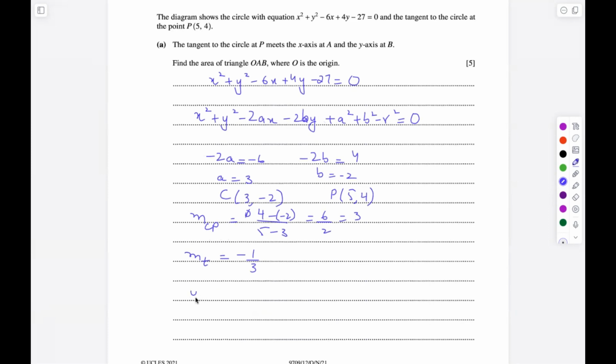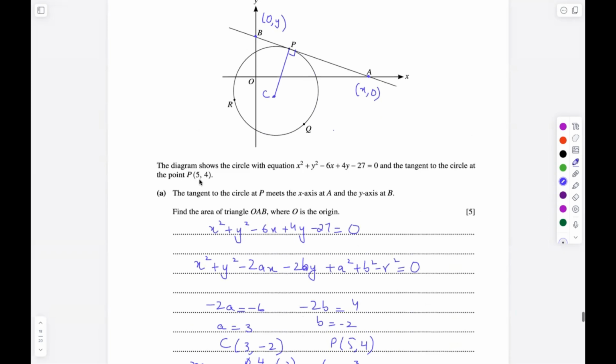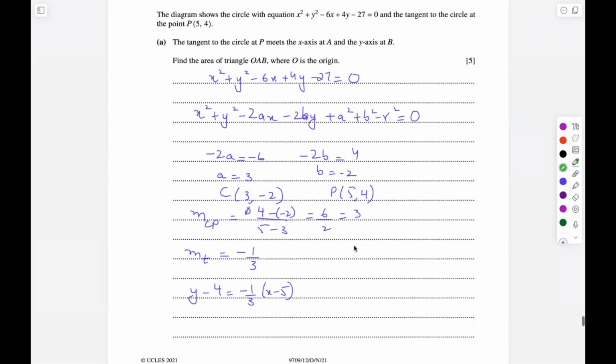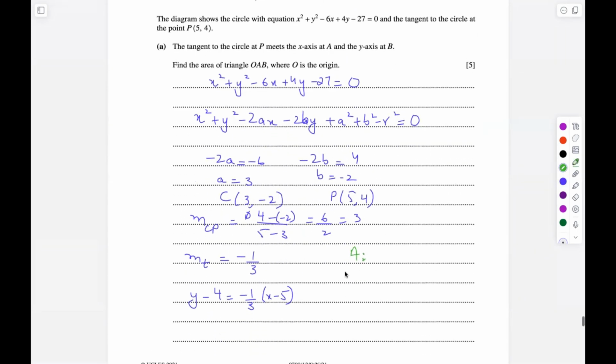Forming the equation, this will become y minus y1. We already have the coordinates of point P, which is (5, 4). So this will be y minus 4 is equal to minus 1 upon 3 into (x minus 5). Now, finding the coordinates of A, we will substitute y equals 0. So this will become minus 4 is equal to minus 1 upon 3 (x minus 5) or plus 5.